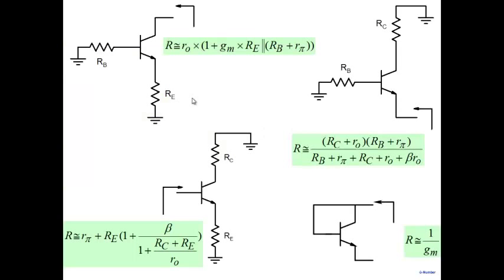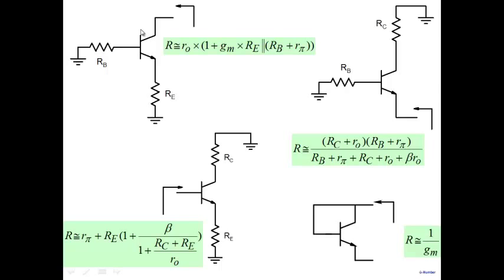Now, these are some of the results that you should keep. I have talked about it, but these are more general results, and it will help you if you memorize these particular results here. A couple of results. One of them says that when you look at a transistor from the collector, and there is a resistor in the base and there's a resistor in the emitter, this is the resistance that you see here. R equal to R naught, 1 plus GM RE. These are again approximate. Some approximations have been made. So RE parallel RB plus R pi.